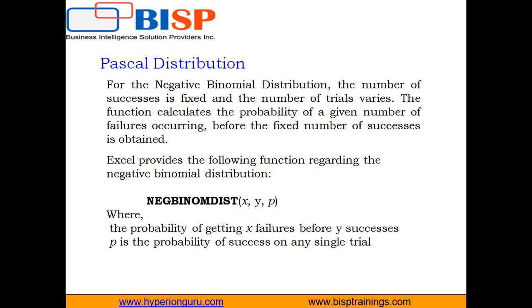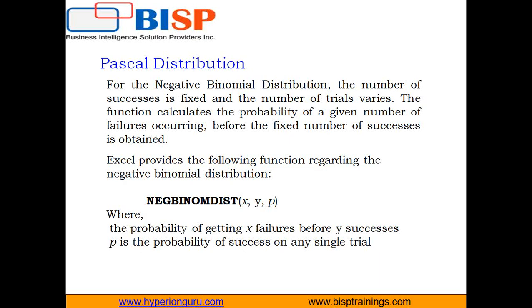For example, if we define a 1 as failure and all non-ones as a success, and we throw a die repeatedly until the third time 1 appears, then the probability distribution of the number of non-ones that had appeared will be negative binomial. So the Excel function that can be used for calculation of negative binomial distribution is NEGBINOMDIST: NEG for negative, BINOM for binomial, and DIST for distribution.